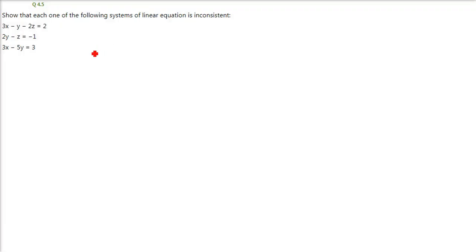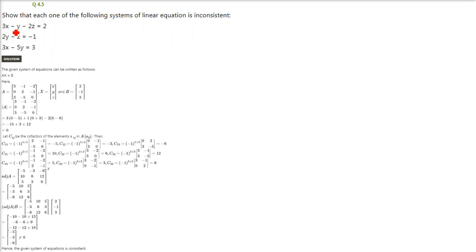Same thing you have to do here. Show that each one of the following system of linear equation is inconsistent. Let me just write this A matrix. So 3, 1, -1, -2, then X is 0, Y is 2, and then we have -1. Then X is 3, Y is -5, and Z is 0. So this is your A.